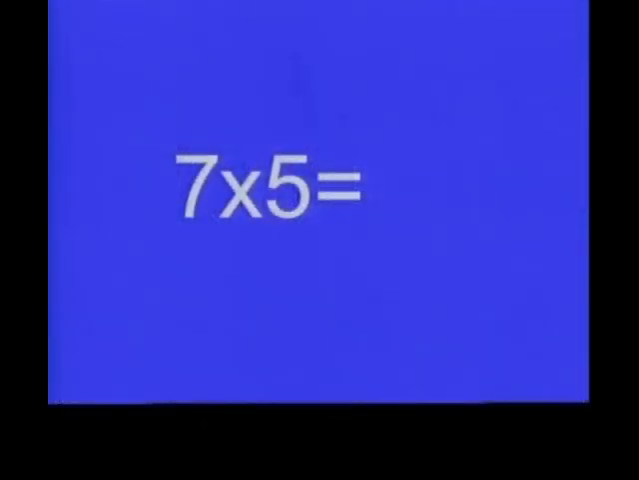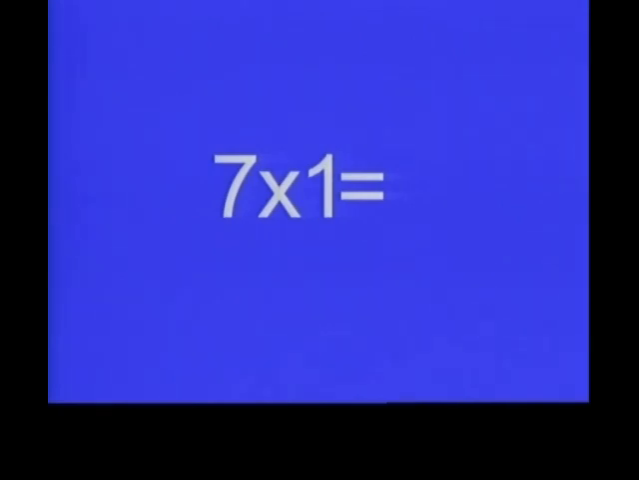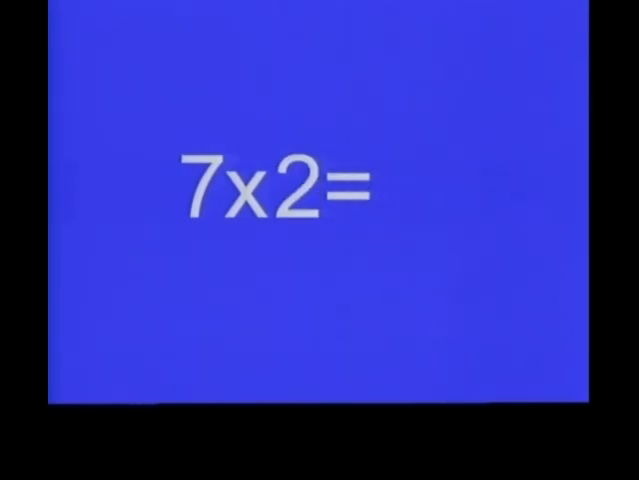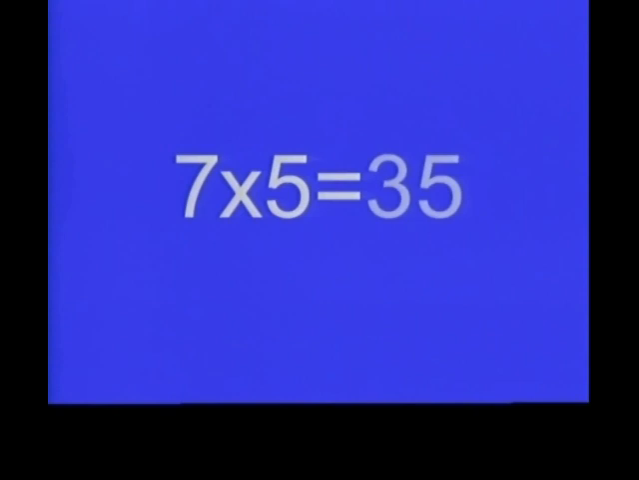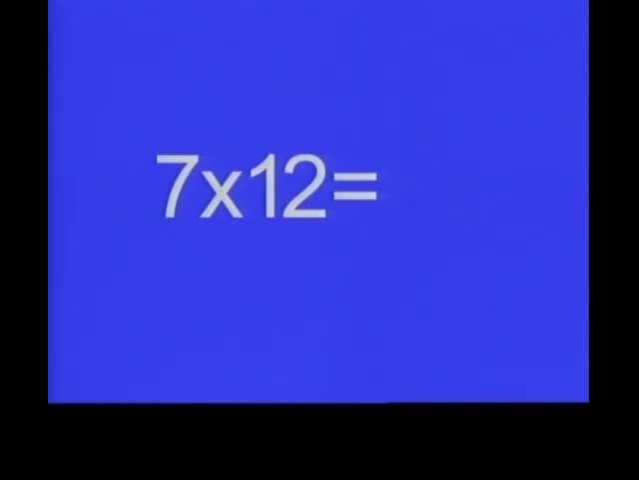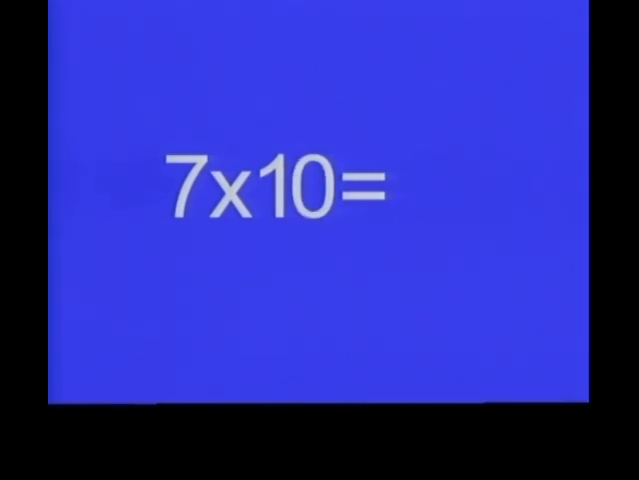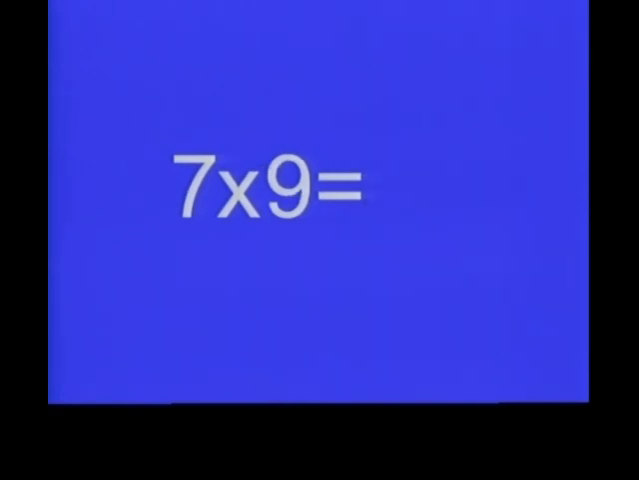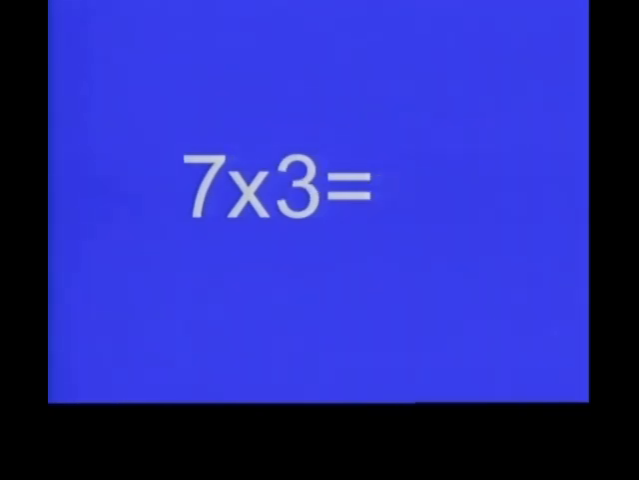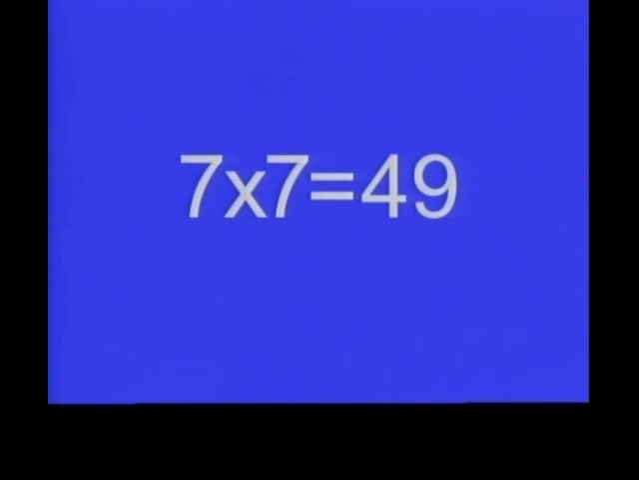7 times 5 is 35. 7 times 1 is 7. 7 times 2, 14. 7 times 6, 42. 7 times 4, 28. 7 times 5, 35. 7 times 11, 77. 7 times 12, 84. 7 times 10, 70. 7 times 9, 63. 7 times 0, 0. 7 times 3, 21. 7 times 7, 49. How did you do?